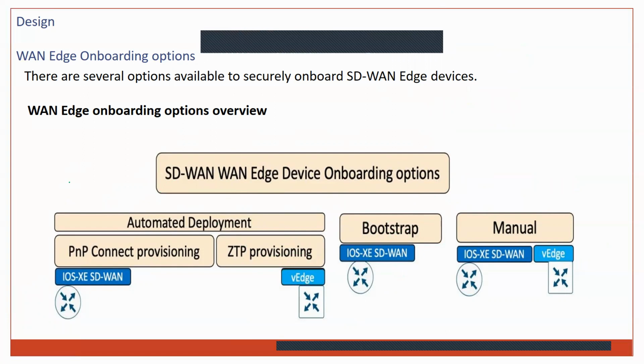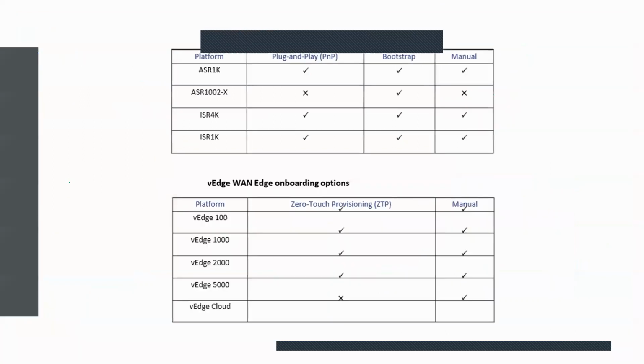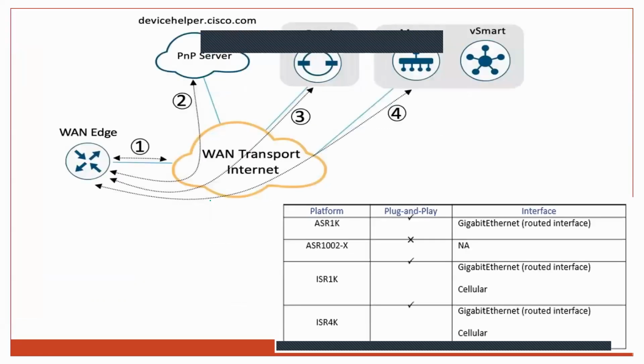And not only this, but you'll find a chart as well, showing which devices support plug and play, bootstrap, and manual. The ISR 4K supports all, the 1K supports all. The platforms support ZTP, and VeloCloud has some sort of manual configuration. So this is just for your reference, to see which device supports what.